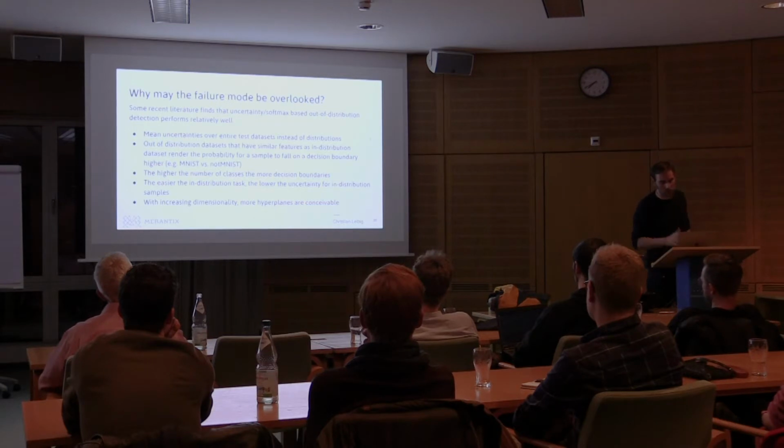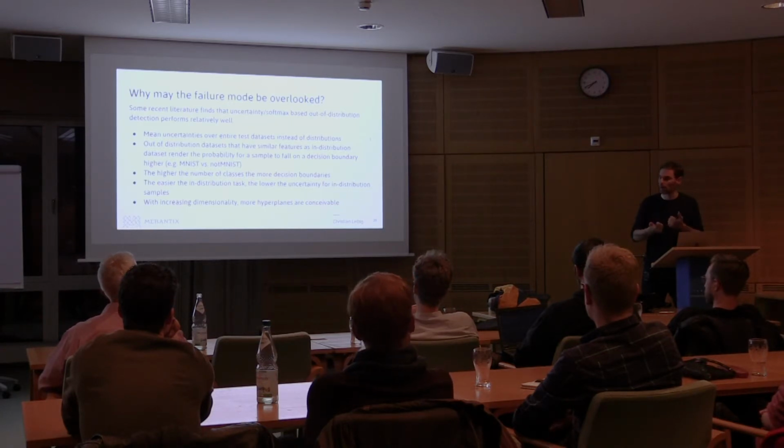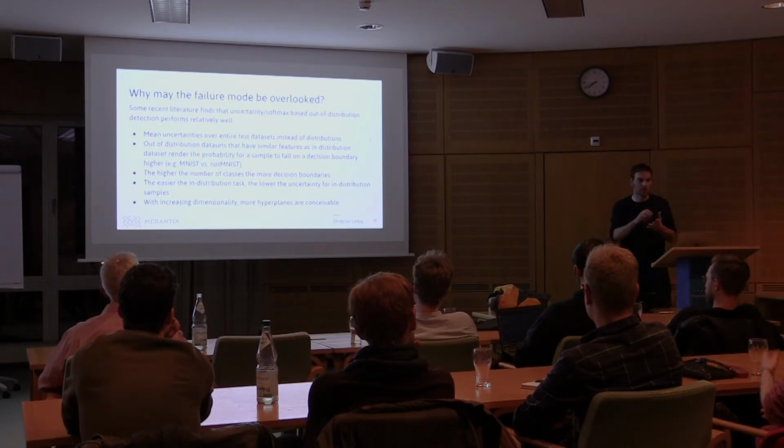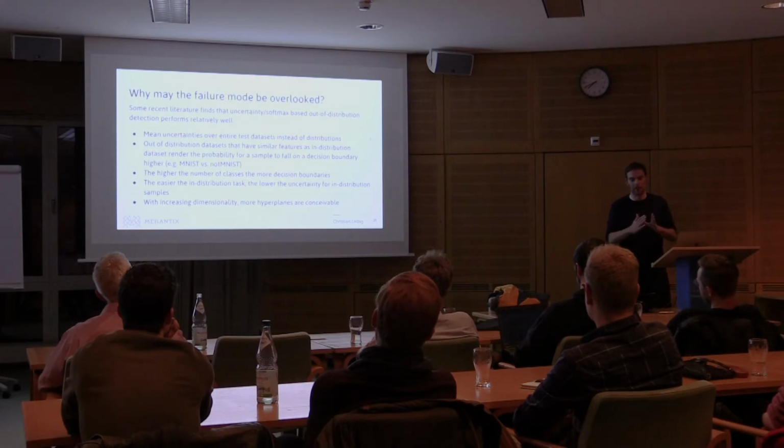Then the second point is maybe a bit more hand-wavy: sometimes the in and out of distribution datasets are actually kind of similar. One typical case is that people compare MNIST versus not-MNIST. One is handwritten digits, and the other one is handwritten characters, so basically something made up of similar features, like strokes of handwriting. It may be that the out of distribution samples by chance fall on decision boundaries, and there we have the high uncertainty.